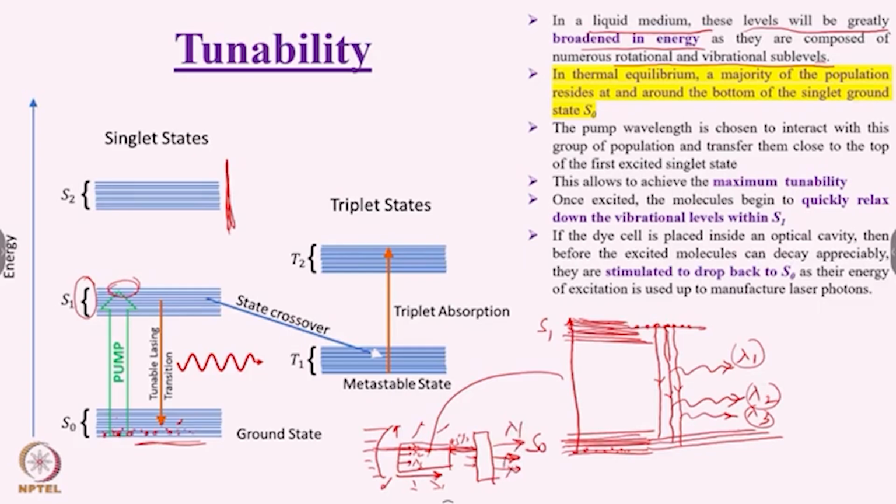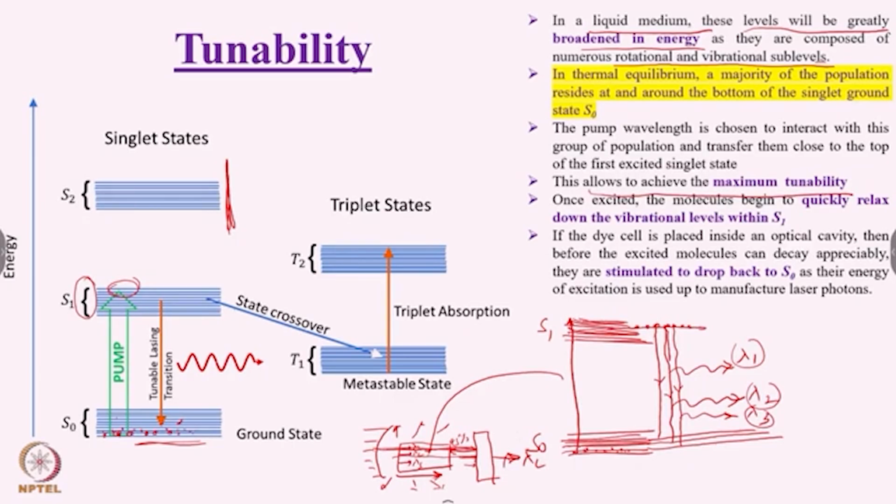And suppose we design the cavity in such a way that it supports oscillation at lambda 2. Then lambda 1 will cease to exist, while lambda 2 will now laze. Similarly, you can also choose lambda 3. As a matter of fact, you can choose any wavelength. So, as we said, this allows us to achieve maximum tunability.